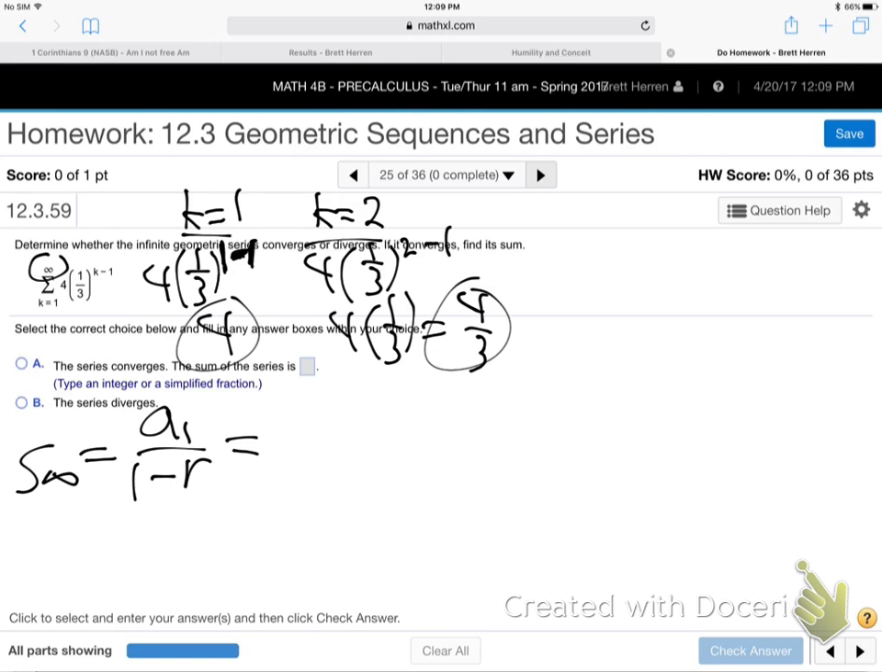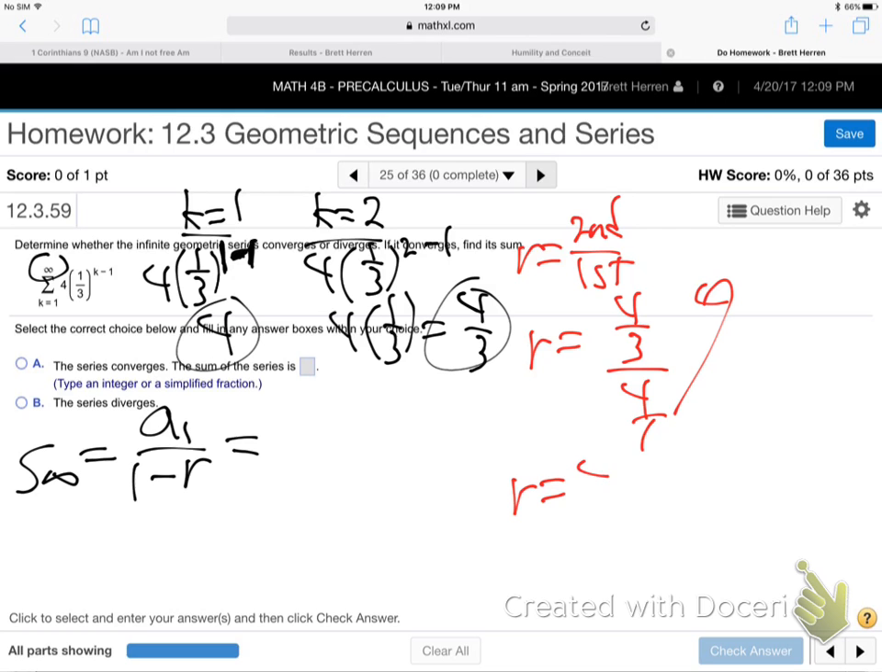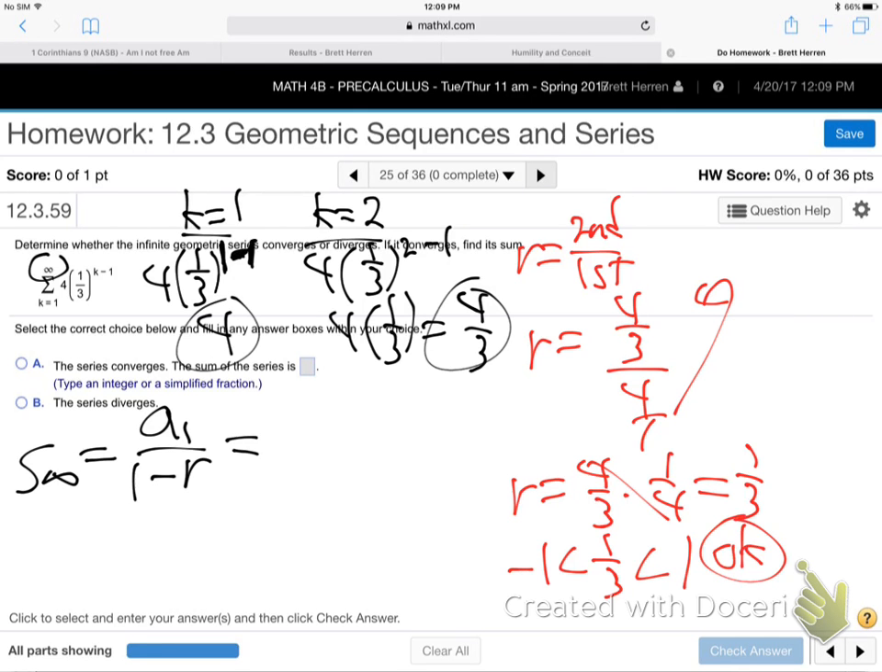Now we got to get the r. What is the r? It's always second term over first. So r is 4/3 over 4, so that's over 1. Flip it up. So that's 4/3 times 1/4, cancels, 1/3. So the r is 1/3. So is the r in the zone? Yes, the r is in the zone. You'll say it's okay, I can use the formula.